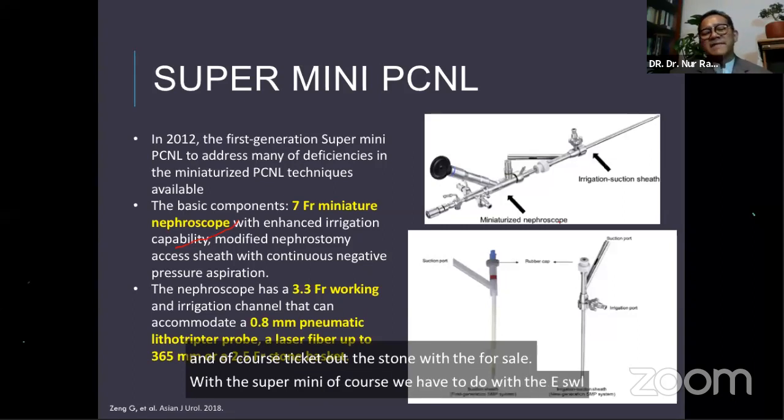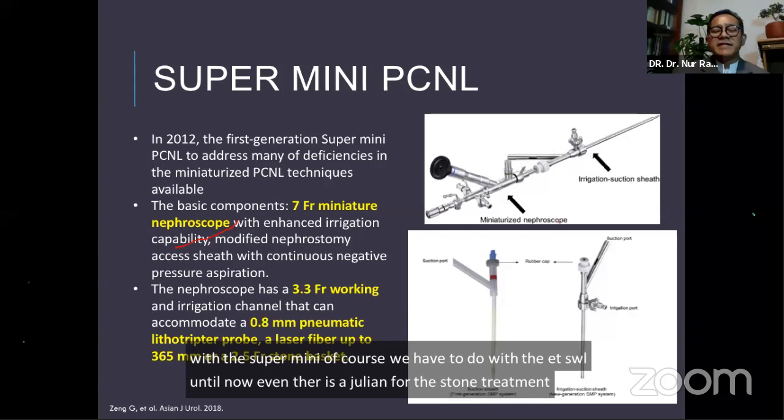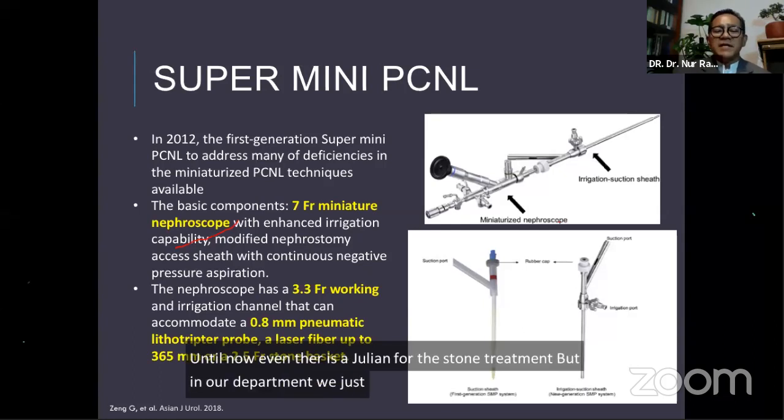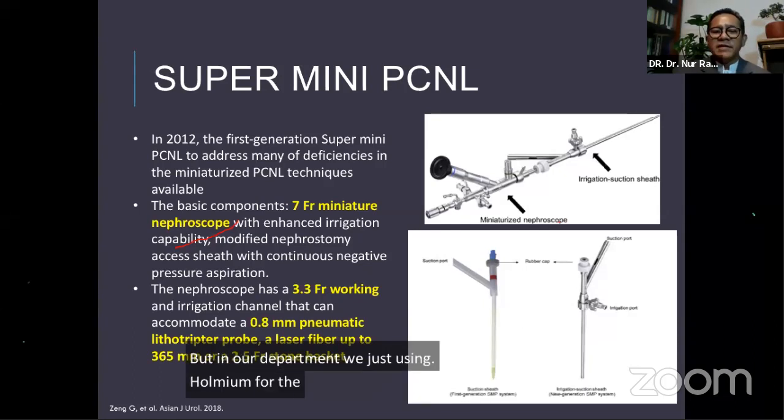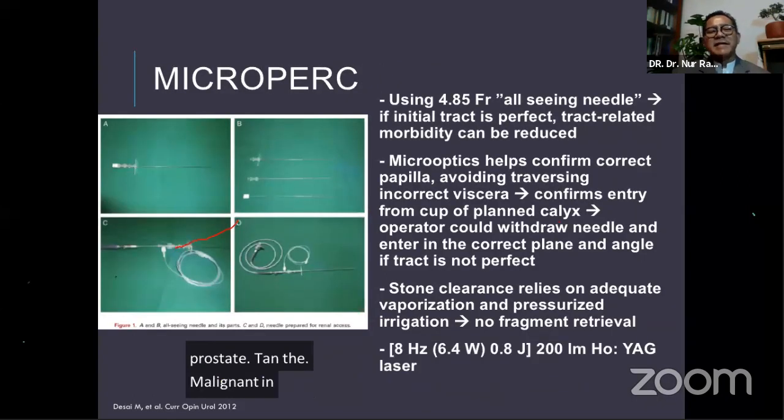Until now, even though there is thulium for stone treatment, in our department we just use holmium for the treatment of the stone and thulium for the prostate and the malignancy in the bladder or kidney.